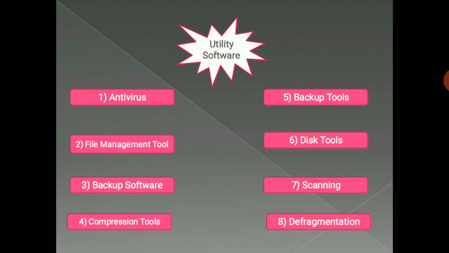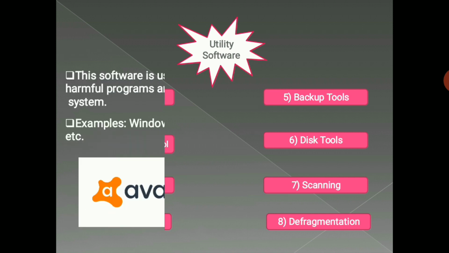Now, let's see what are the examples of utility software. First is antivirus, second is file management tool, backup software, compression tools, backup tools, disk tools, scanning, defragmentation. Now, let's understand all these examples in detail.